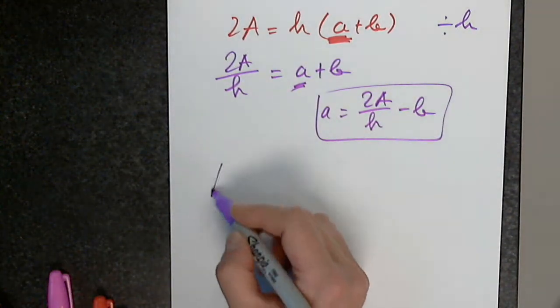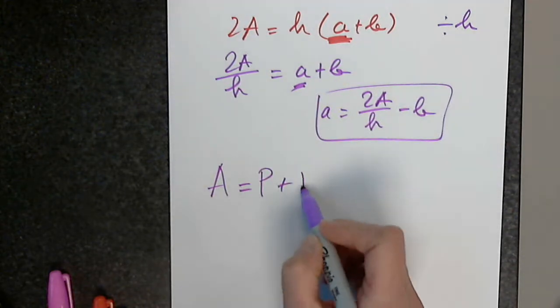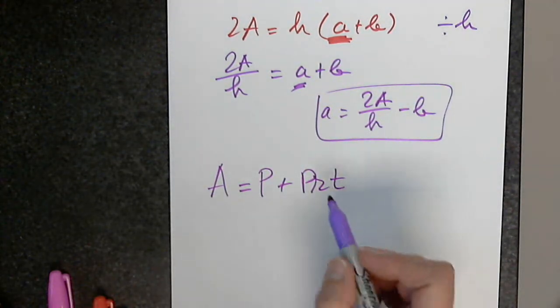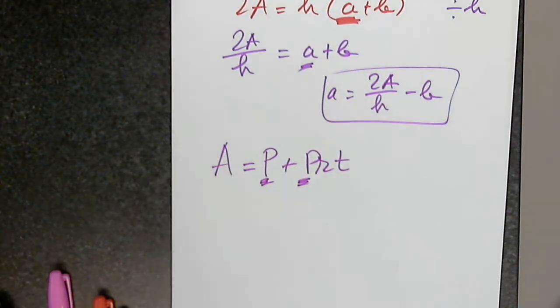Let's look at another one. Any questions from me? So we are solving for P. So we have A equals P plus PRT, and we want to solve for P. These are all sorts of models from economics, from physics, from chemistry, from accounting, from biology. Okay, so I'm solving for P. There are two terms that have P and I cannot combine them. Then what do I have to do?